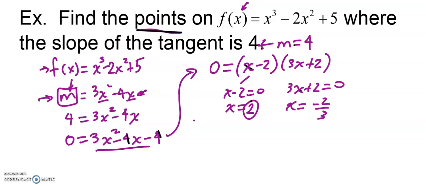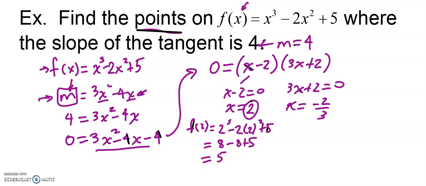So to find f at 2, I'm just going to put 2 in everywhere, so 2 cubed minus 2 times 2 squared plus 5 equals 8 minus 8 plus 5. So I'm going to get 5. So I know one of the points where the slope of the tangent would be 4 would be at the point 2 comma 5. Now I'm going to do it again for the second value of x, the negative 2/3.